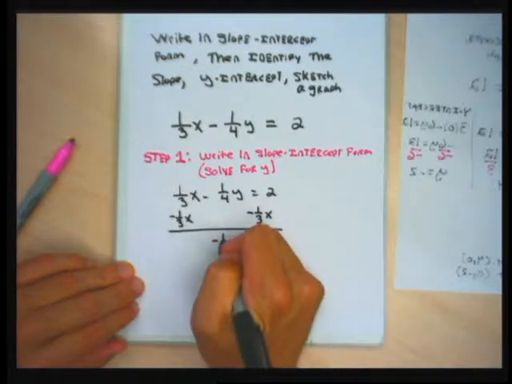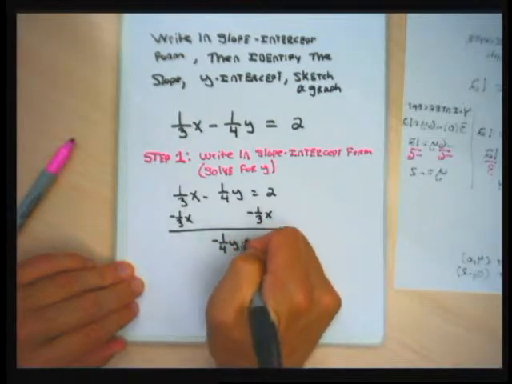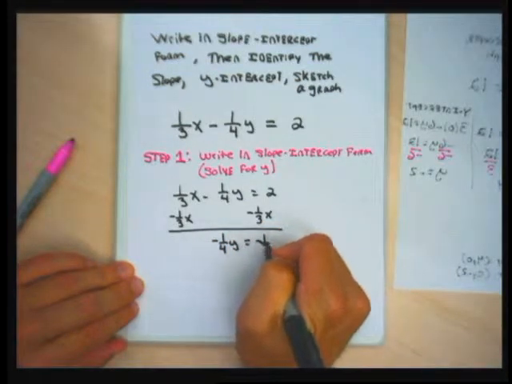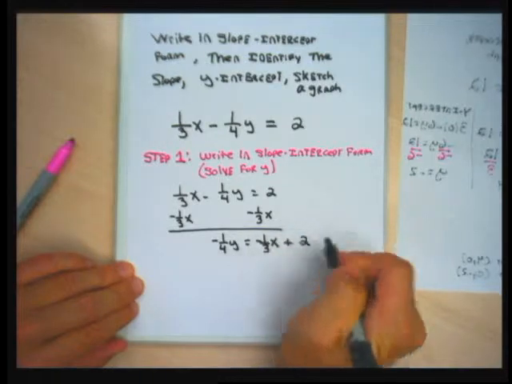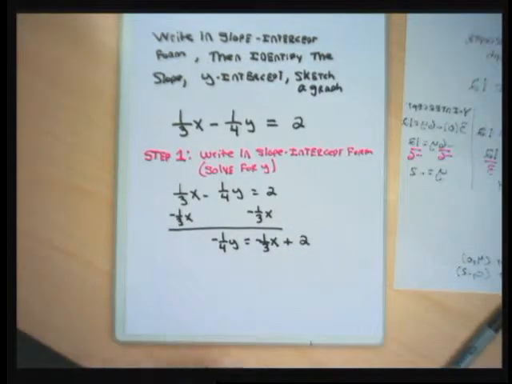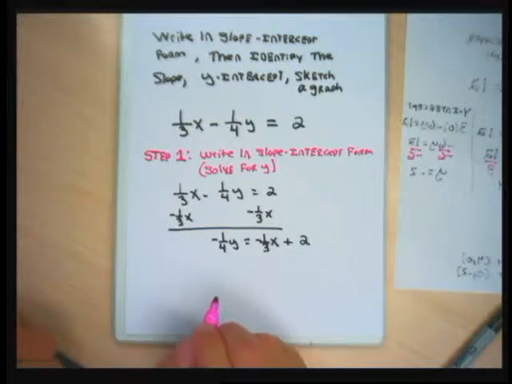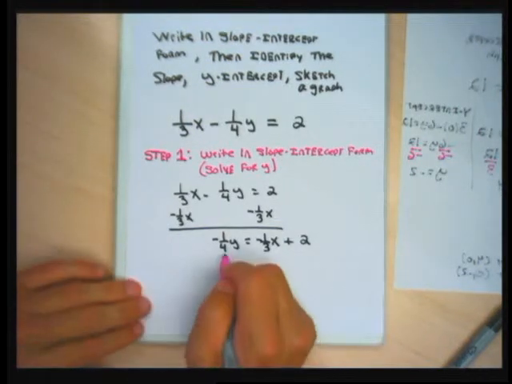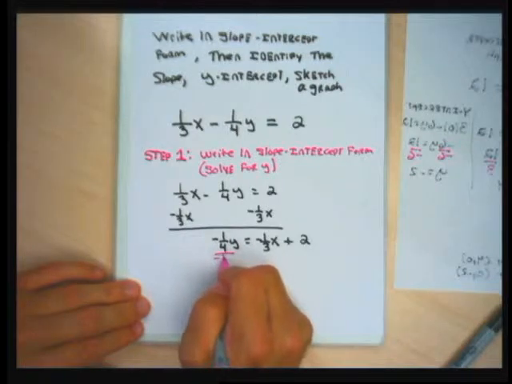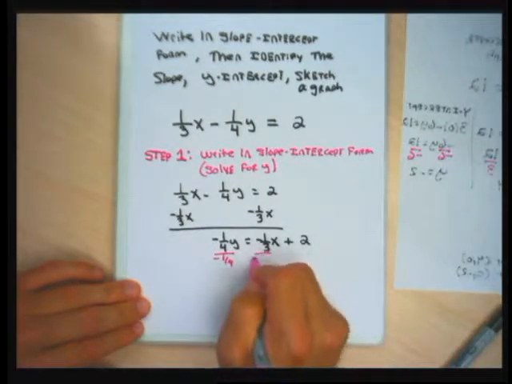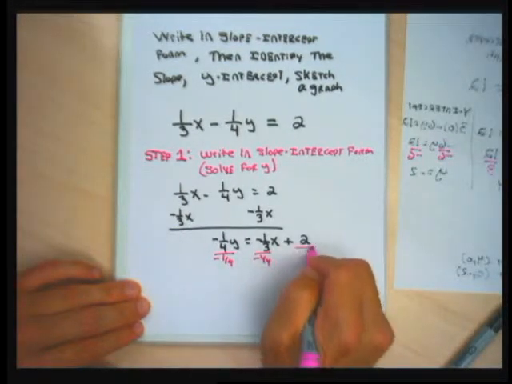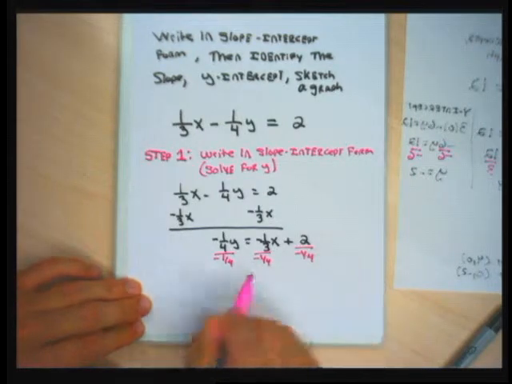And I'll get minus 1/4 y equals minus 1/3 x plus 2. And now I'm going to divide everything by negative 1/4. Or I could multiply by negative 4, because dividing by a fraction is the same as multiplying by the reciprocal. Because my calculator rocks with fractions, I'm just going to divide by negative 1/4.